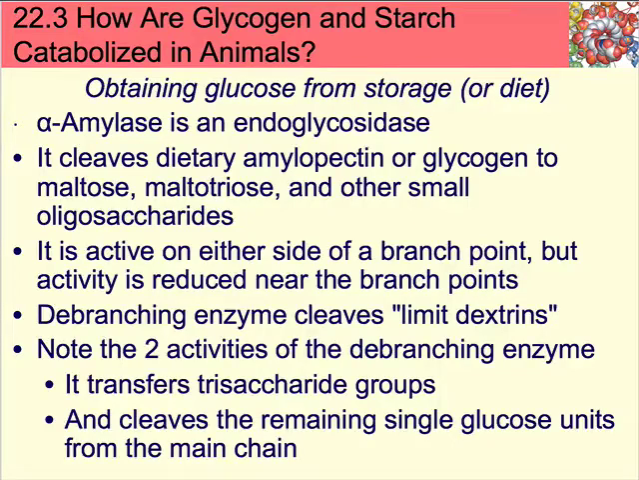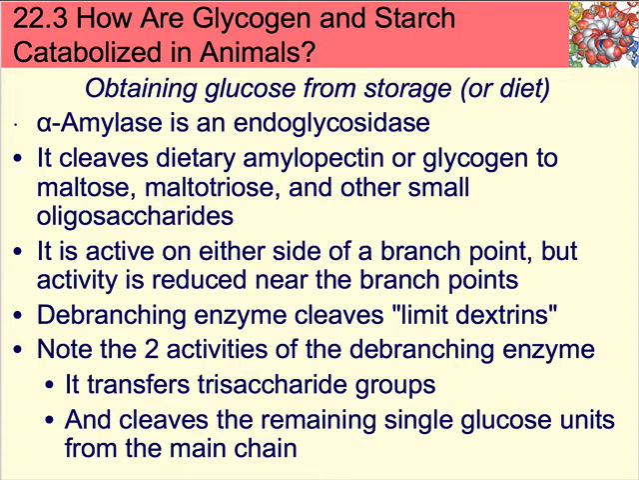Now we turn to the matter of how glycogen and starch are catabolized in animals. Both of these, of course, are broken down by amylases in organisms. Alpha amylase is an endoglycosidase and cleaves starch and glycogen chains in the middle, and beta amylase cleaves at the ends of chains typically. Alpha amylase cleaves dietary amylopectin or glycogen to form maltose, maltotriose, and other small oligosaccharides.